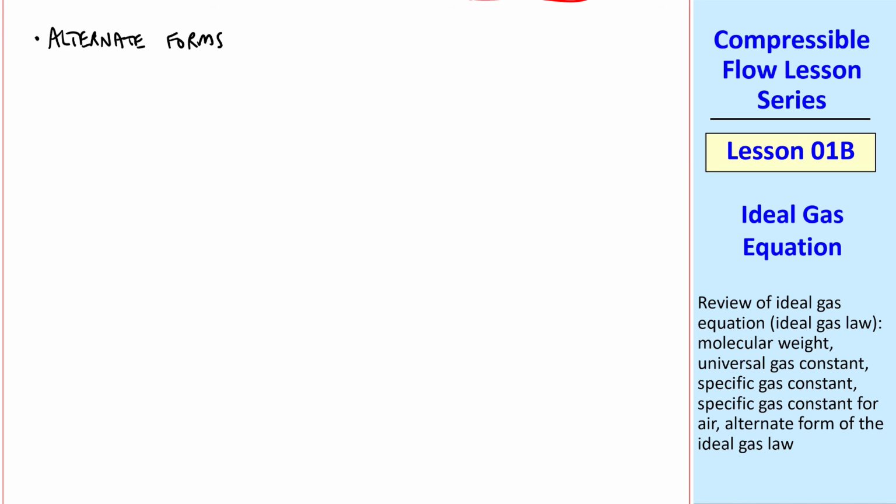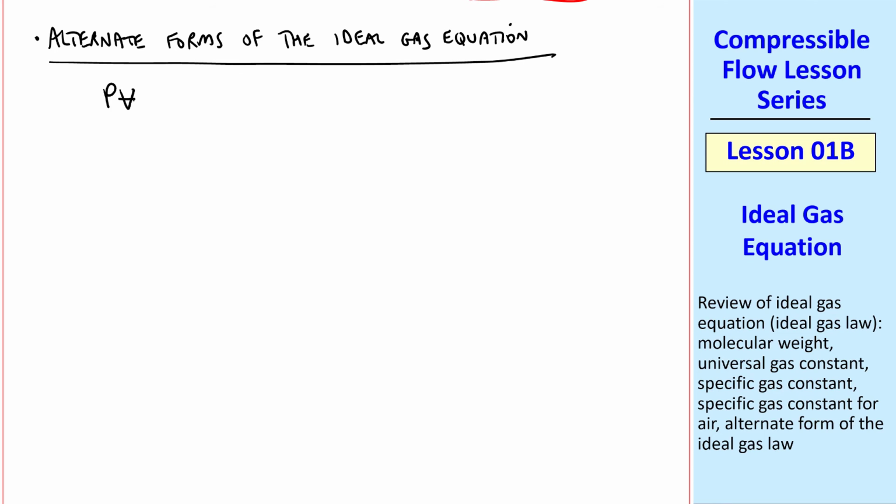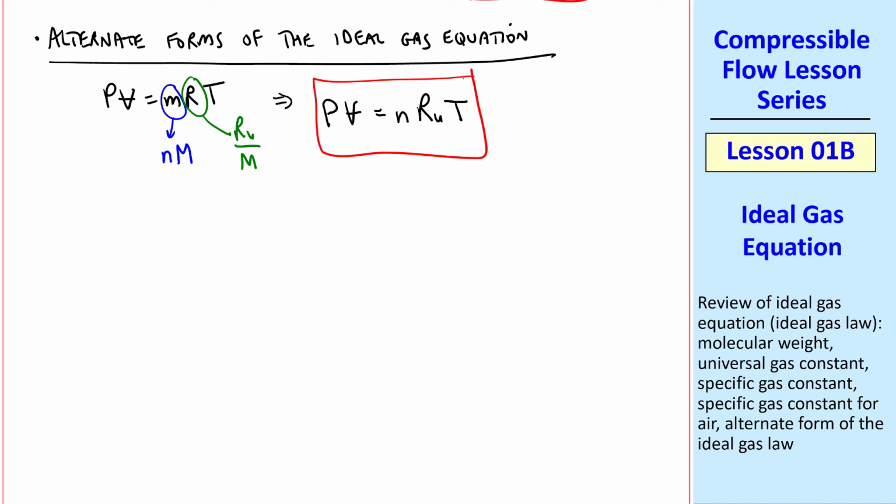Now let's look at some alternate forms of the ideal gas equation. We start with PV equal mRT, but we know that m is n times M, and we know that R is R_U over M. These M's thus cancel, and we get this alternate form of the ideal gas law, PV equal nR_UT, which agrees with what I had written above when I introduced the ideal gas equation.